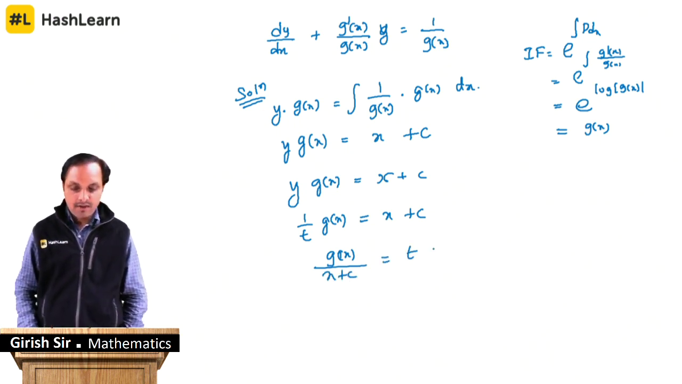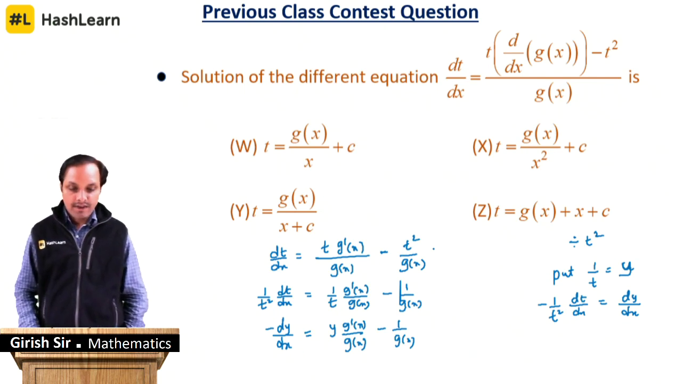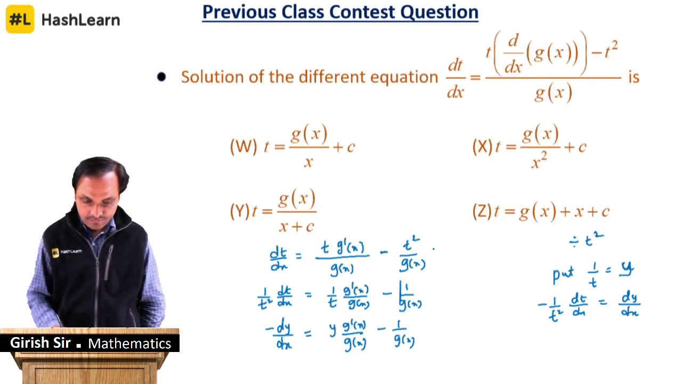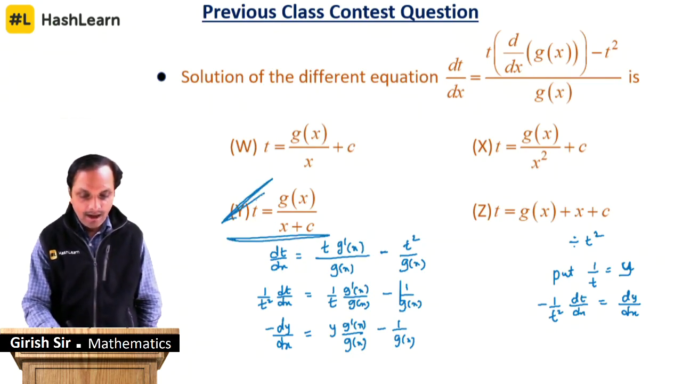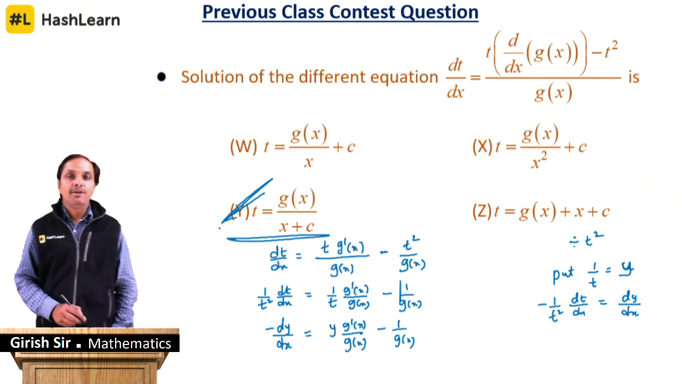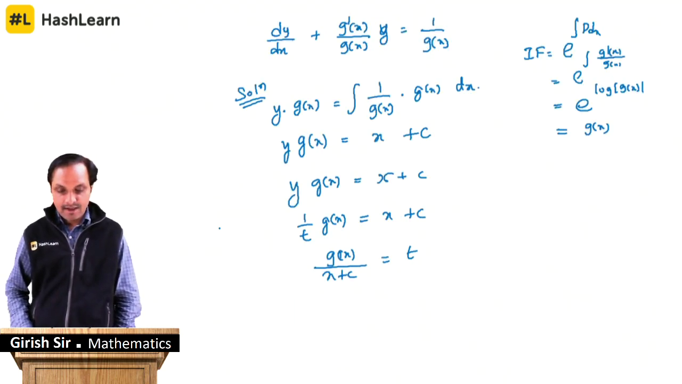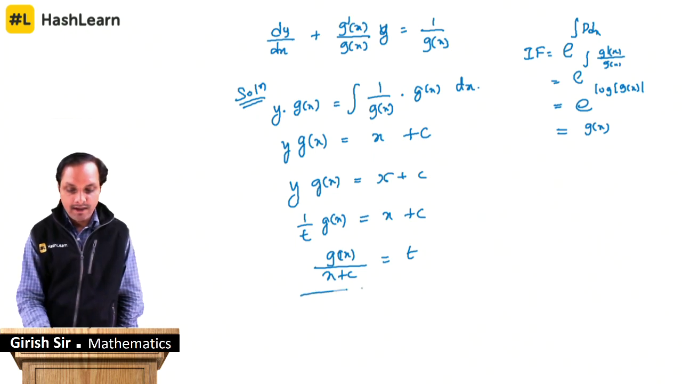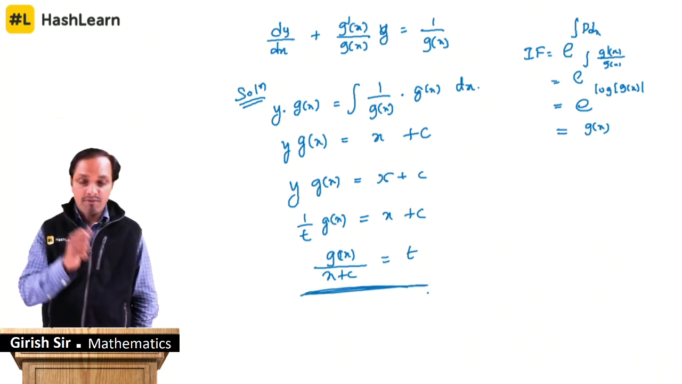So do you have any option of this kind? g of x divided by x plus c. The answer is option y. g of x by x plus c, that is t. So cross multiply and we will get that. So the answer is the option which is in C.